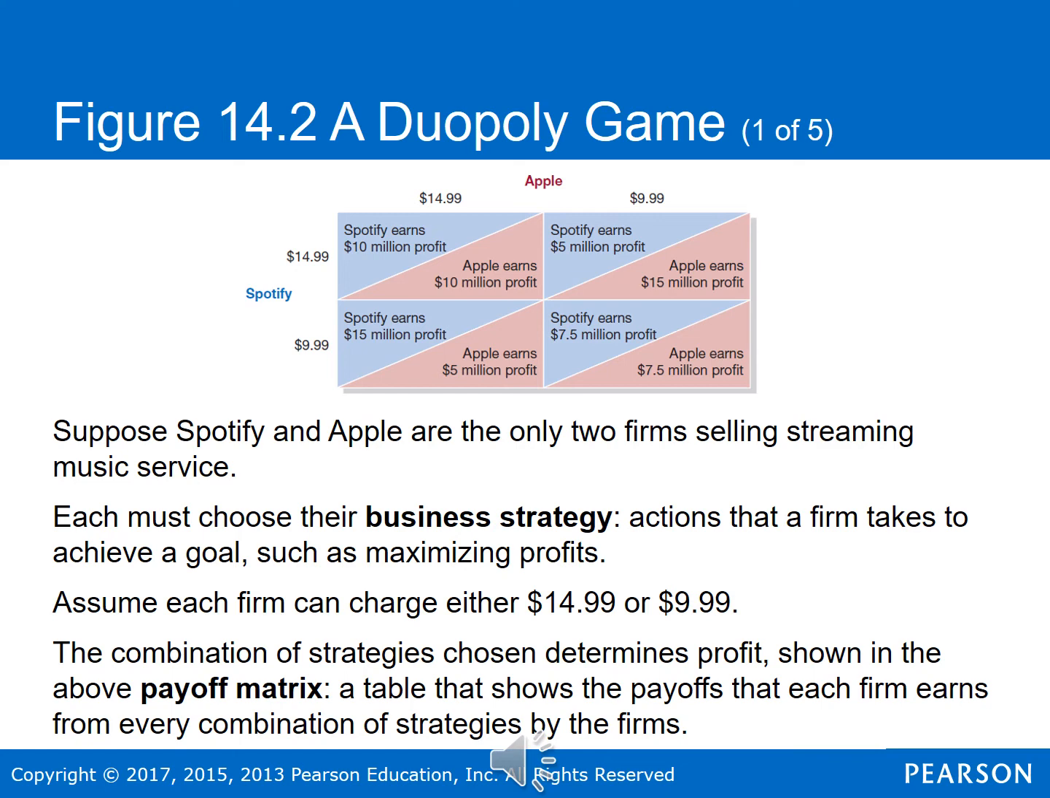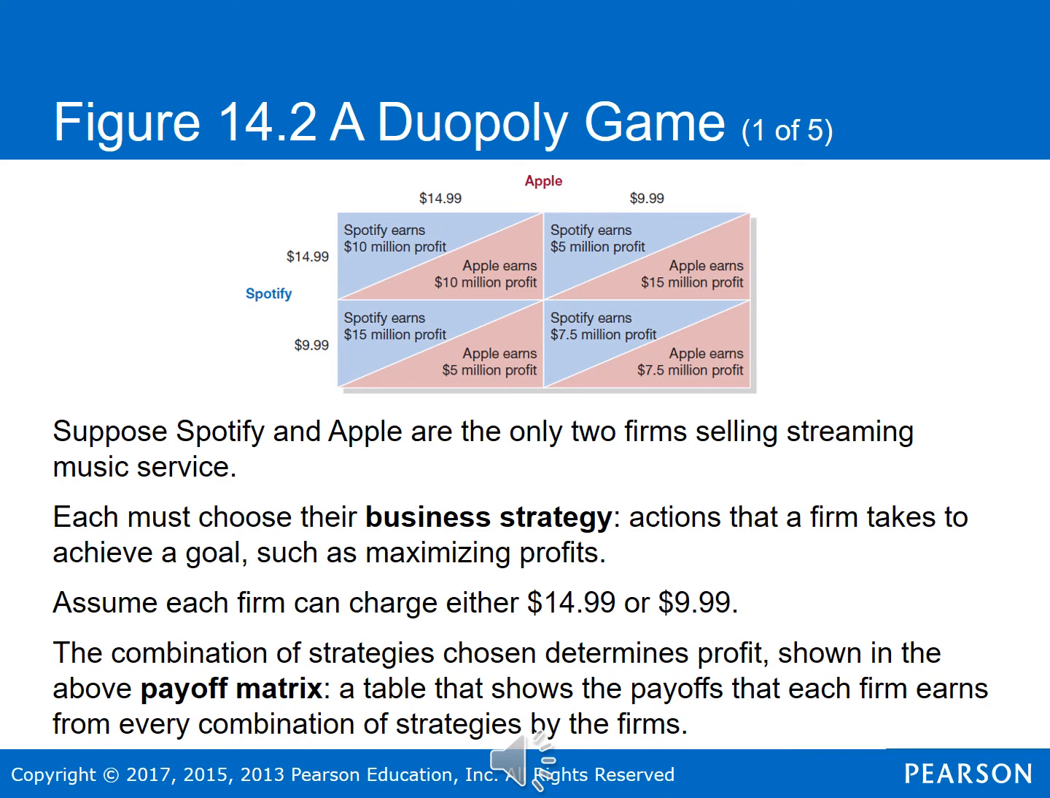So let's suppose there's two firms competing in streaming music service. We have Spotify and we have Apple. So both Spotify and Apple have to choose their business strategy, the actions that a firm takes to achieve a goal. That goal might be maximizing profits. So let's assume that each firm can charge either $14.99 per month for their service or $9.99 a month for their service. Now, the combination of the strategies that both of these companies choose is going to determine the profit.